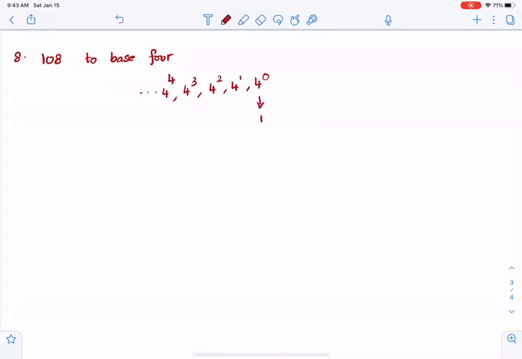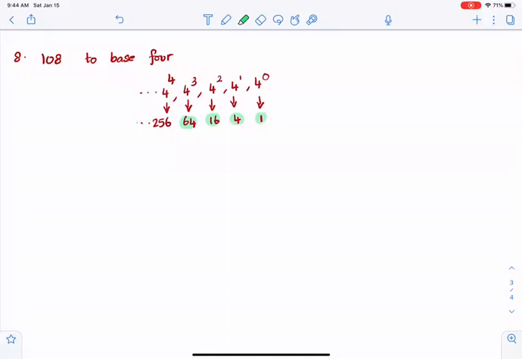So 4 raised 0 is 1, 4 raised 1 is 4, 4 raised 2 is 16, 4 raised 3 is 64, 4 raised 4 is 256. 1 is less than 108, 4 is less than 108, 16 is less than 108, 64 is less than 108, and that is the farthest that I can go to the left.